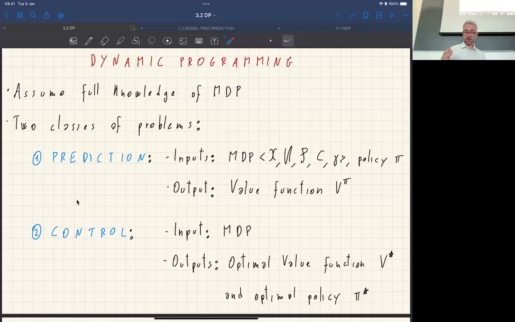Here, since we are talking about dynamic programming applied to Markov decision processes, not only time, but also states and actions are going to be discrete. But there are also versions of dynamic programming that can be applied to continuous spaces for states and actions.